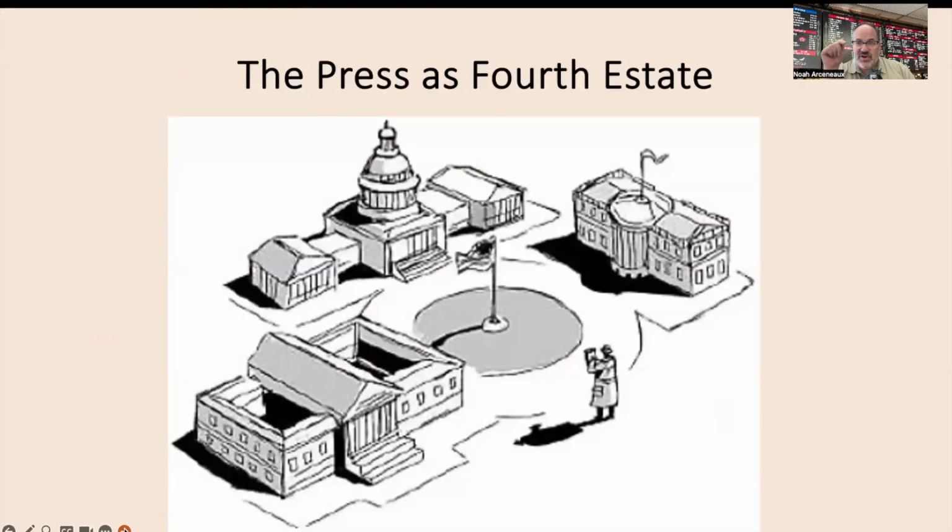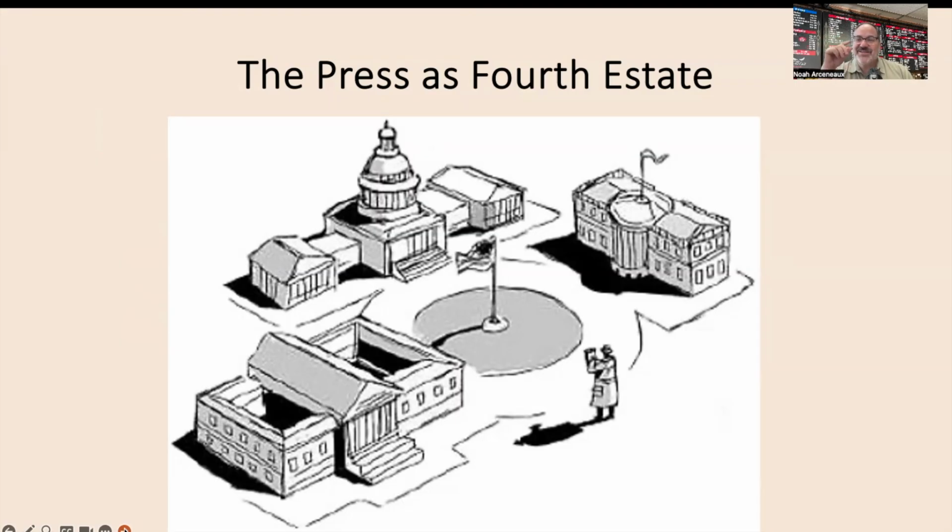The textbook also talks about the press as fourth estate. This is a very powerful and important and useful metaphor. I think it is a useful metaphor and a really good concept. In the United States, we have three branches of government: legislative, executive, and judicial. You probably learned this in your high school civics class or something like that.